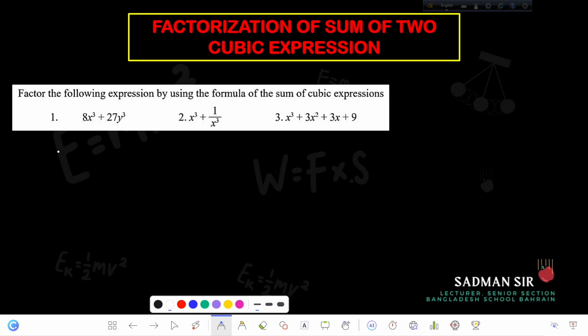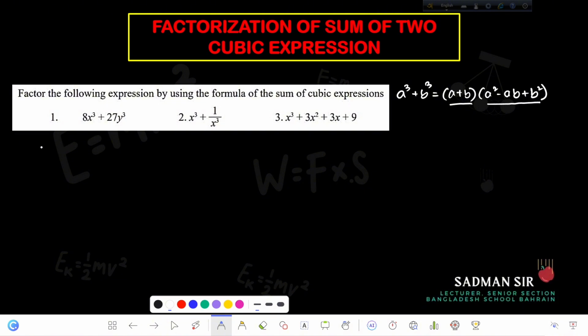Okay, so in order to be able to factorize this expression, we must know one formula, that is a cube plus b cube. It is equal to a plus b into a square minus ab plus b square. So using this formula, we can factorize any expression that is written as the sum of two cubic expressions. So here you can see one of the factors is a plus b, another factor is a square minus ab plus b square. So how to use this one?